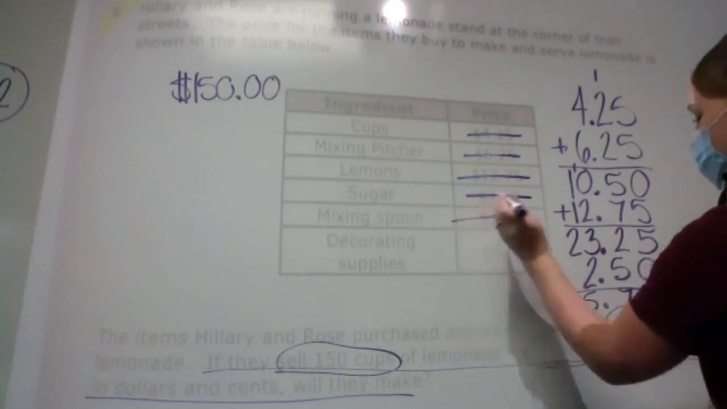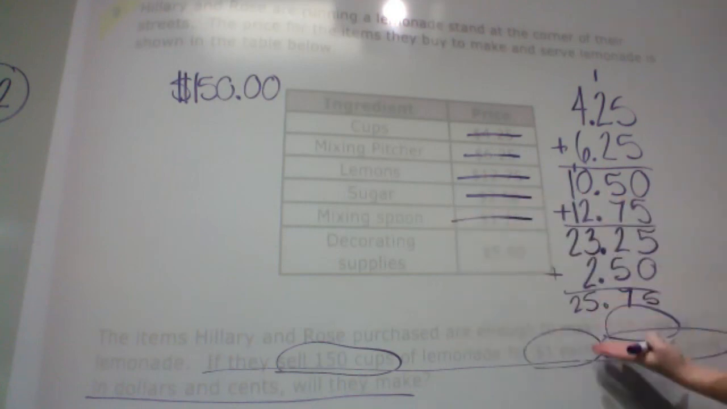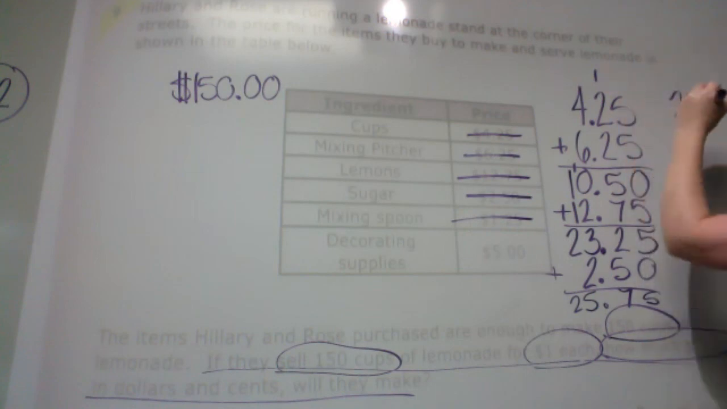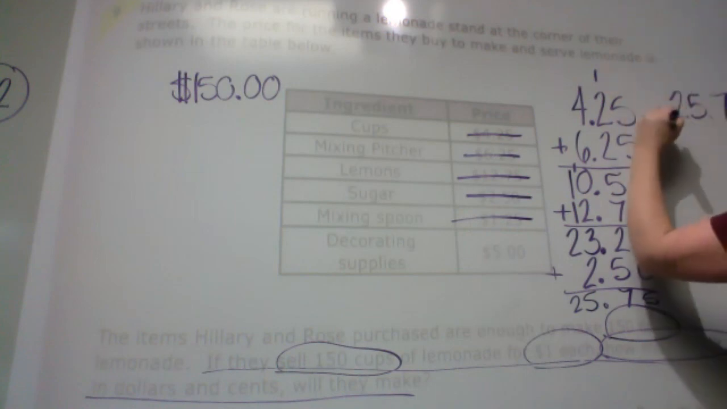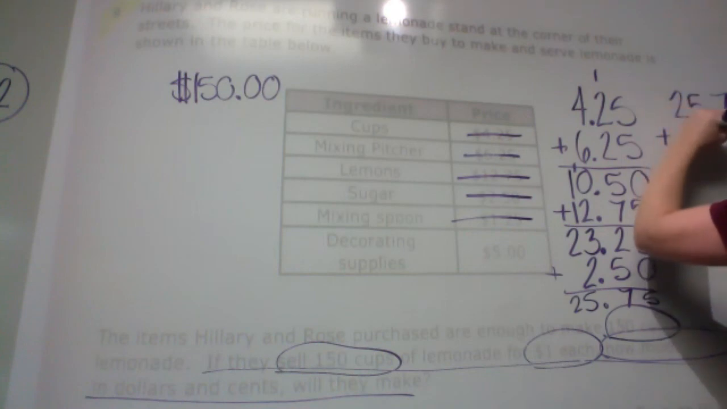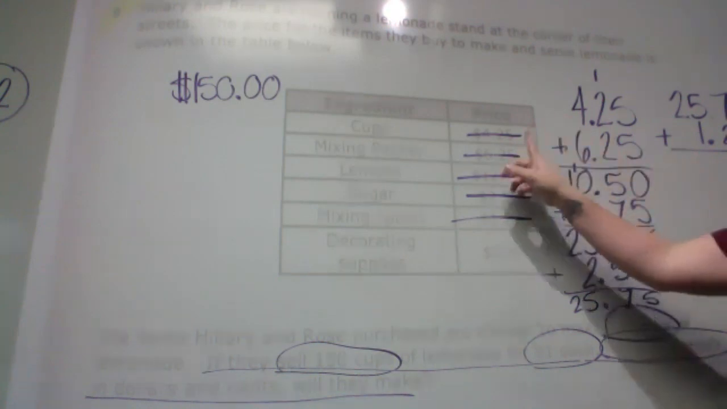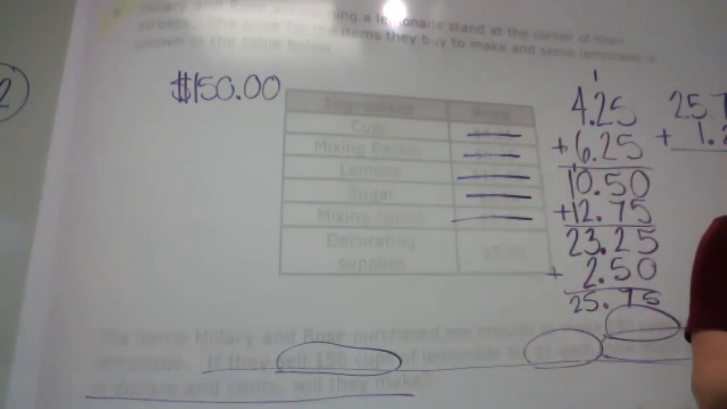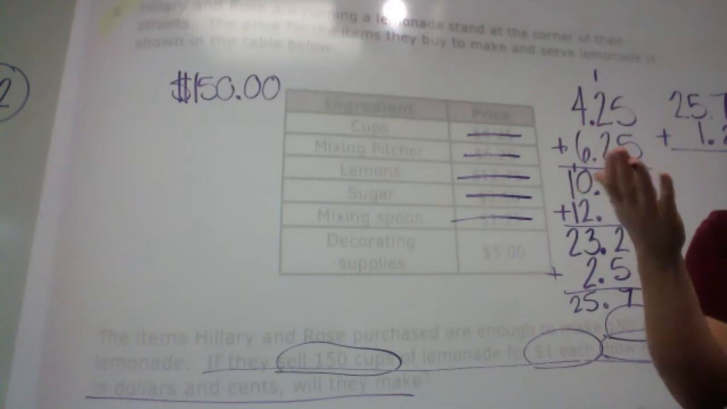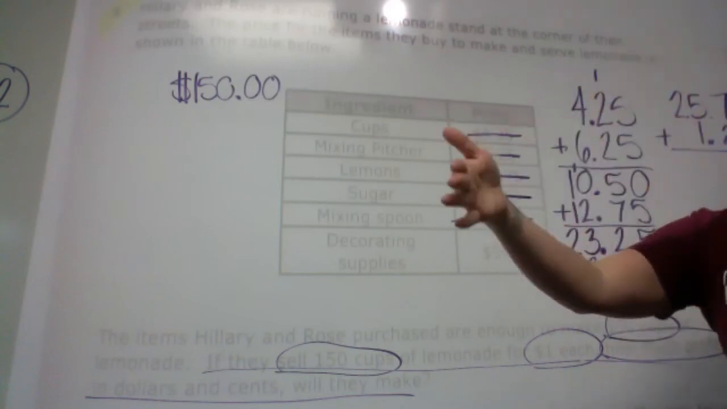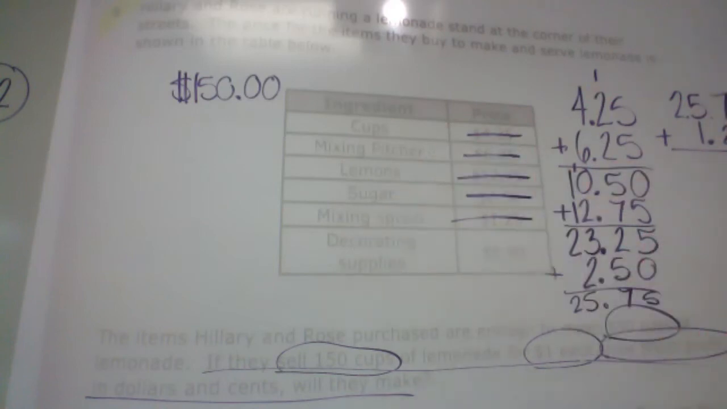$25.75. Now I need to add on $1.25. I'm not going to write through my problem, so I'm going to come up here and do that. And what's kind of neat about all these numbers too is that they're all increments of 25. It's like quarters. So if you know 25, 50, 75, $1, it would be pretty easy to add these up.